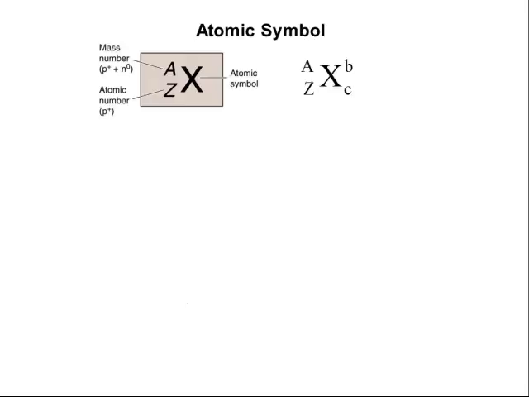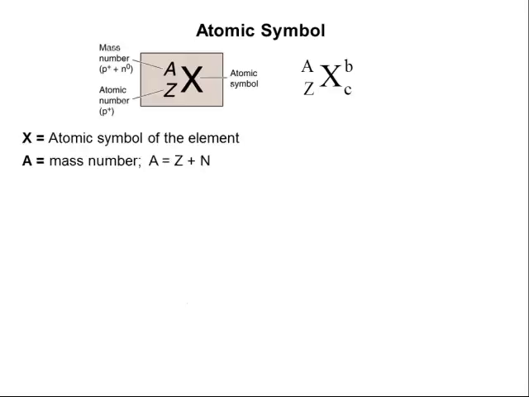You've got just the generic atomic symbol, right? I've got 2 different types here. I'm going to explain what each one is. That capital X is going to be the atomic symbol of the element, so we get that from the periodic table. Now, to the upper left of that, we'd write the mass number. To the lower right of that, we'd write our atomic number. Okay. In the picture, mass number is represented by A, atomic number is represented by Z.